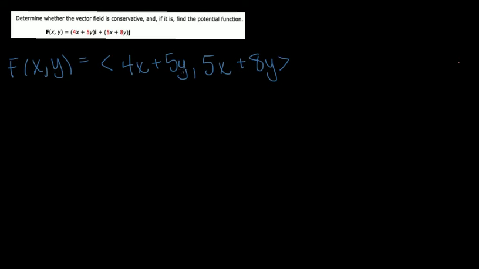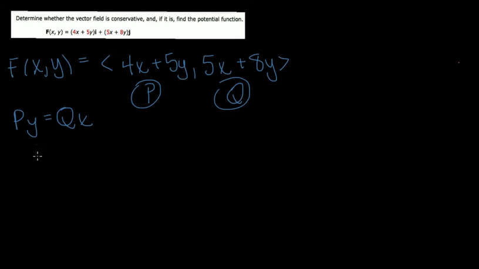To determine if the vector field is conservative, first we're going to have to assign this x component as P. This is more of a notation thing, and this second part as Q. And what we want to do is say that Py is equal to Qx. Therefore, if these two are equal to each other, then the vector field would be conservative.